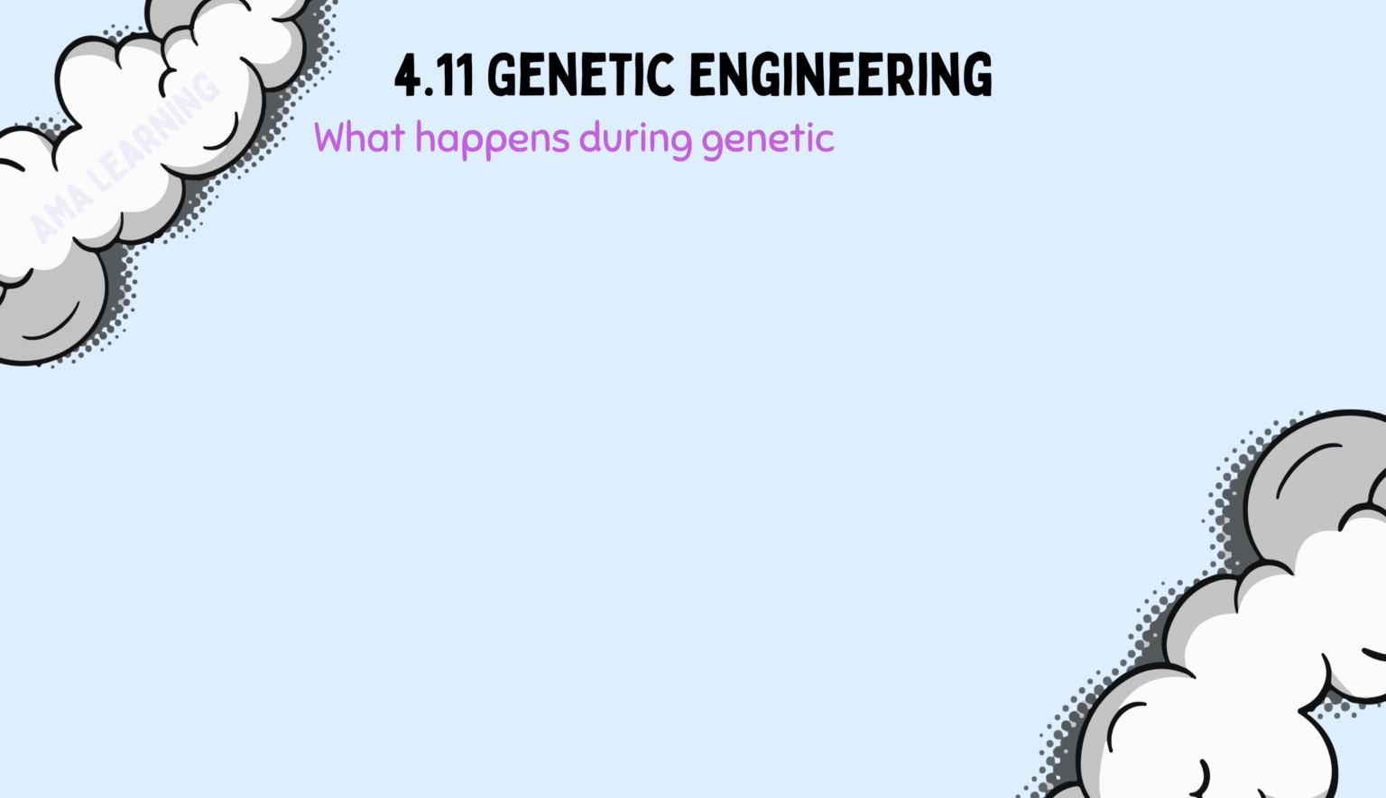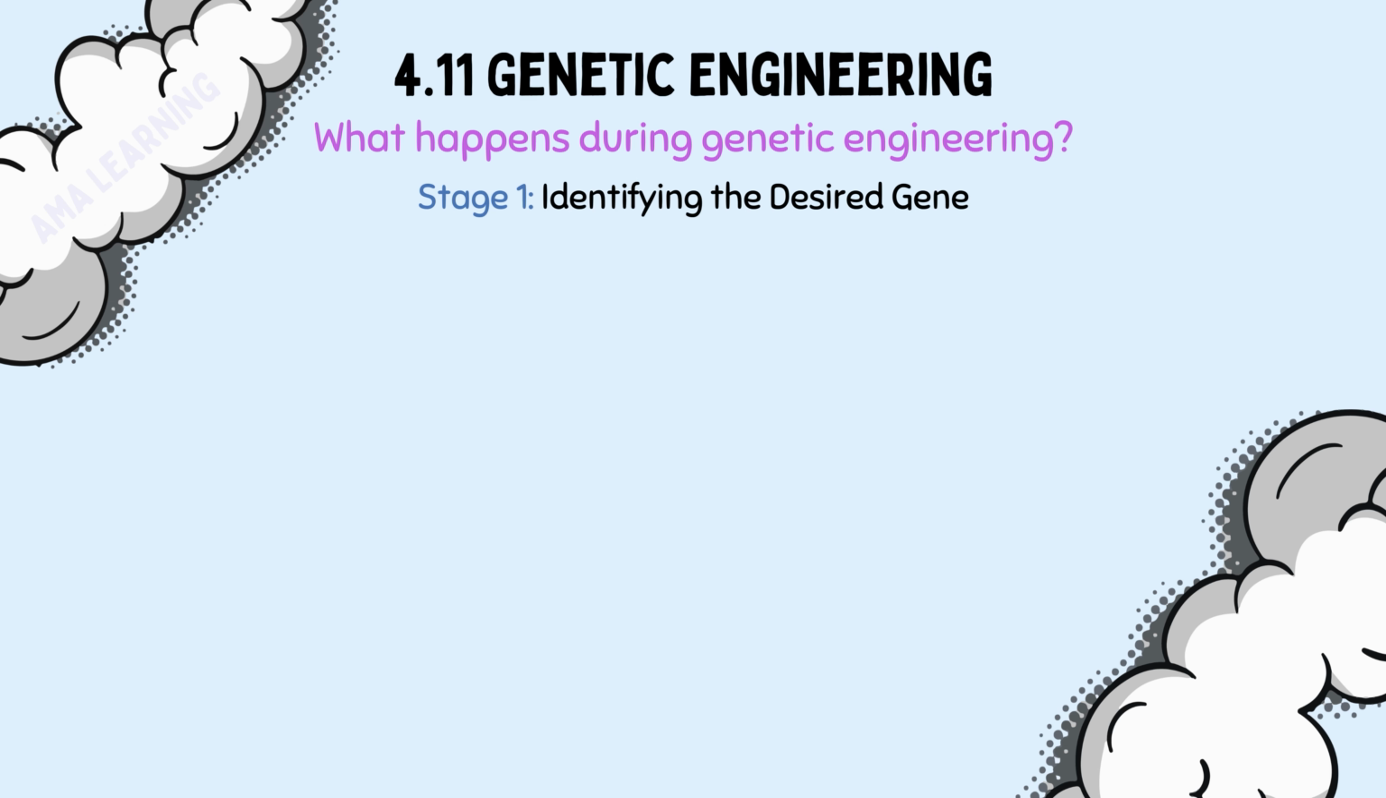What happens during genetic engineering? Stage 1. Identifying the desired gene. The process begins with identifying the gene responsible for the desired trait. In this case, the insulin gene is extracted from human DNA. This gene produces a protein that is needed by people who have type 1 diabetes.